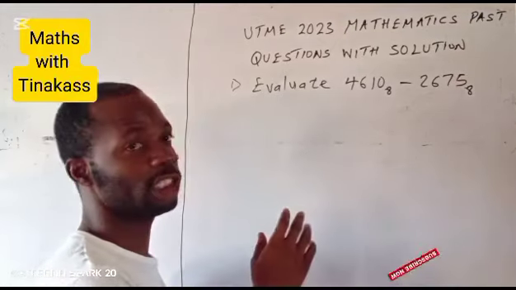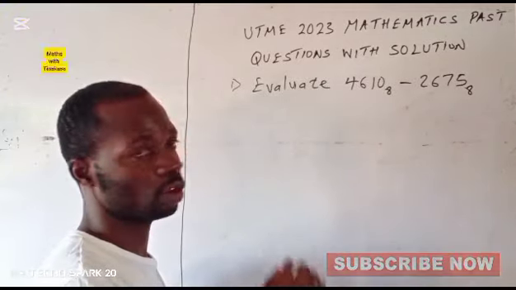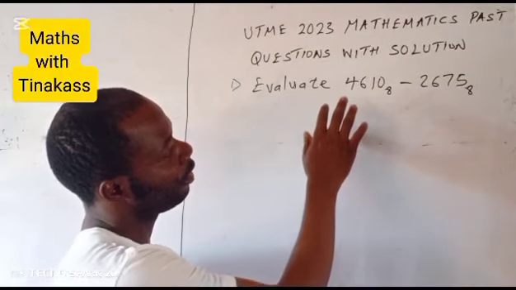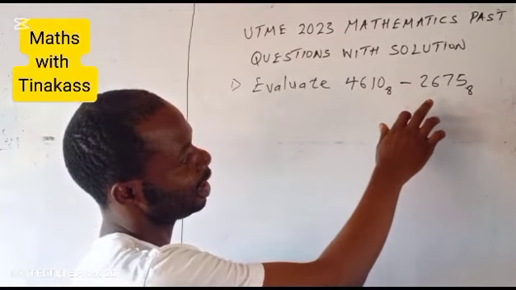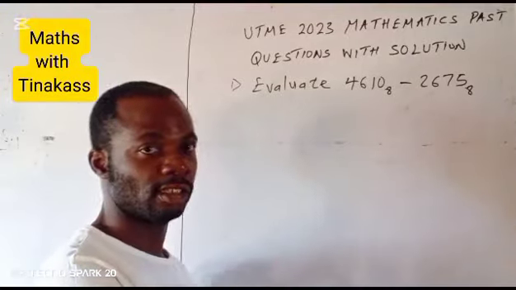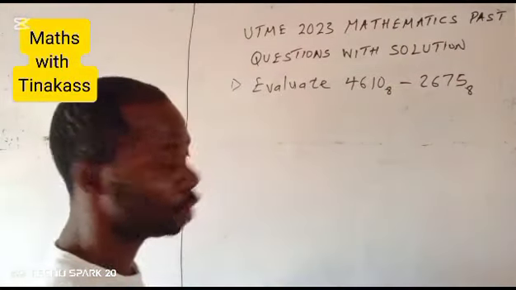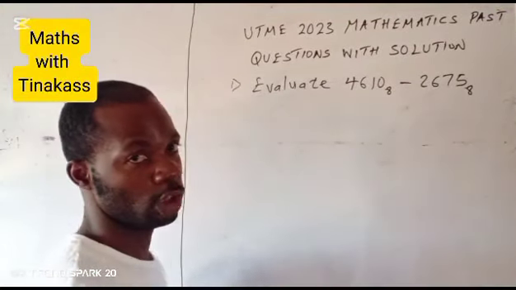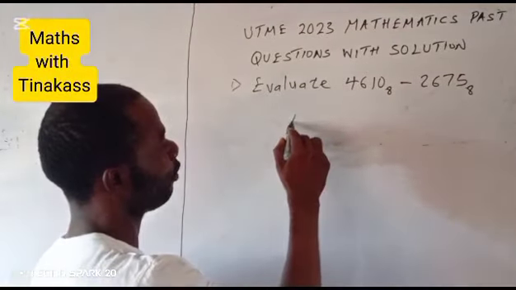So this is for year 2023, and I will start with question number 1, which says evaluate 4610 base 8 minus 2675 base 8. So let me start with that. So how do we solve this kind of question? The normal way of simple subtraction, that's the way you will go about it. So let's write the question out first.